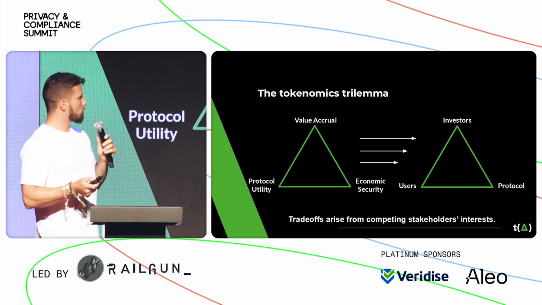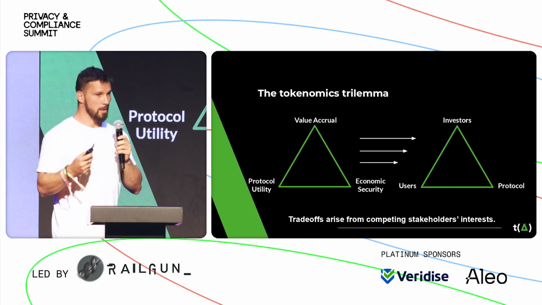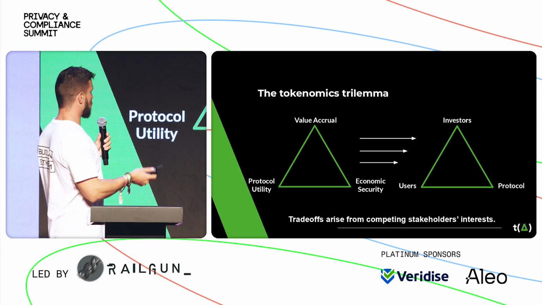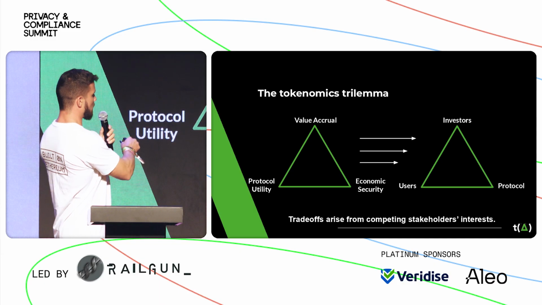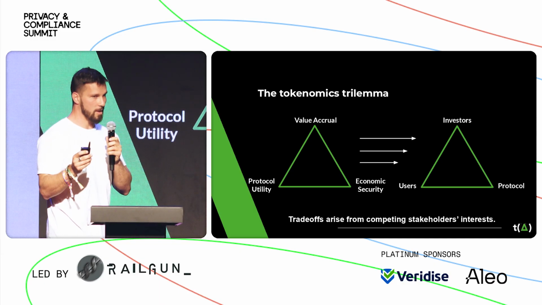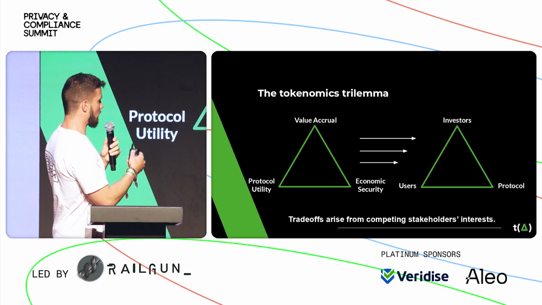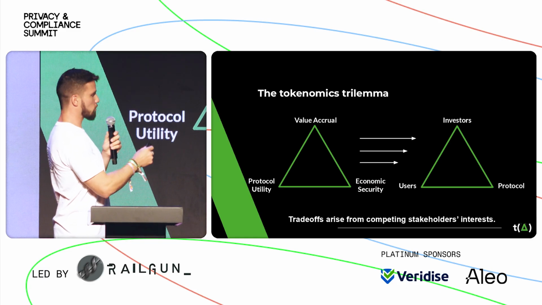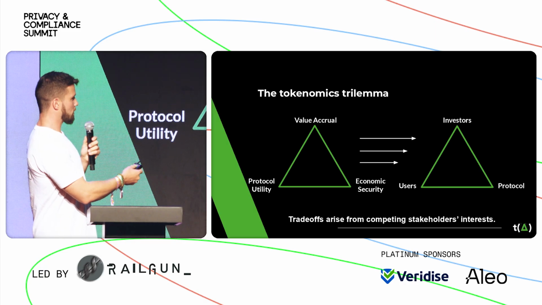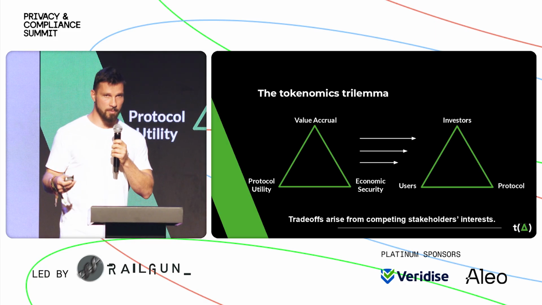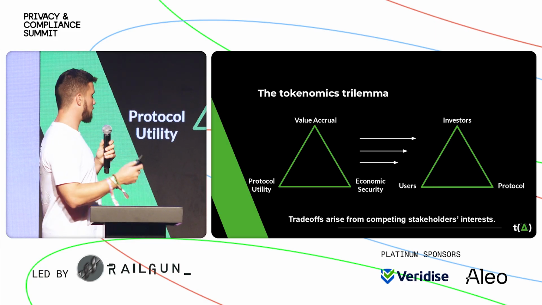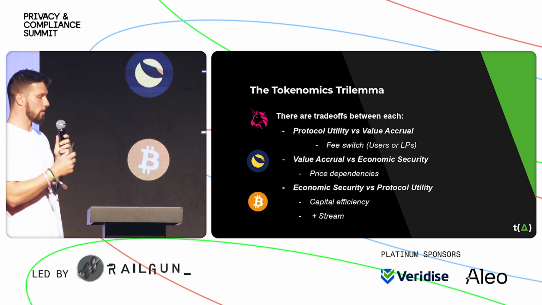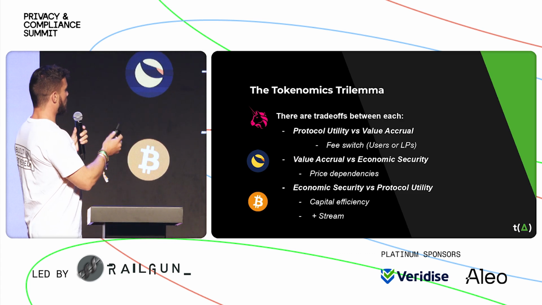So these three principles actually form a trilemma. In any protocol design that you're doing, you're going to find that these three things pop up, and you're optimizing between these three principles, which makes it a trilemma. And they map to the interests of users, investors, and the protocol itself and its own security and longevity. So the Tokenomics Trilemma, I'll give a few examples of.